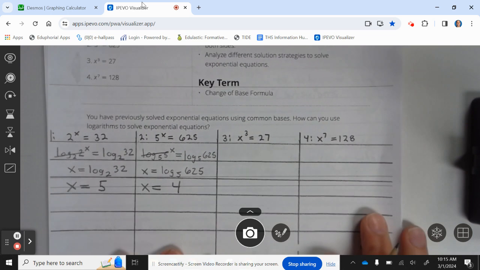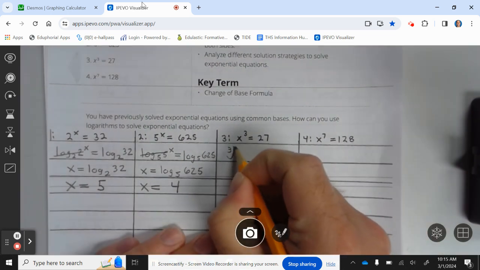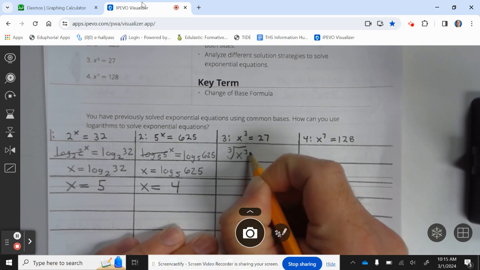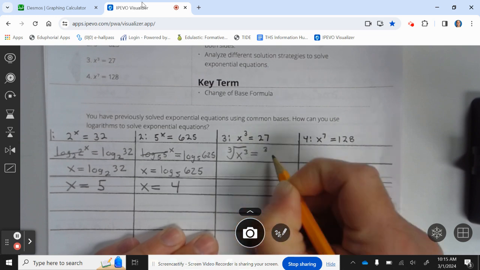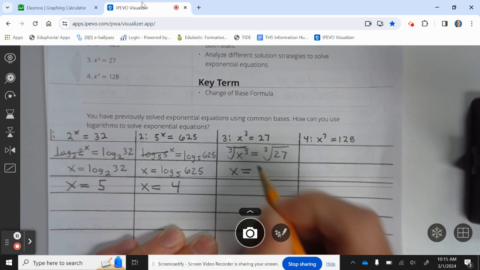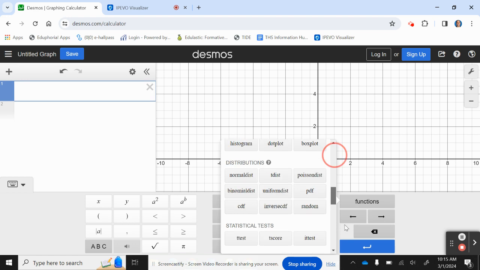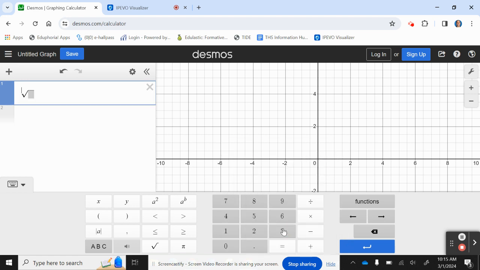All right, let's take a look at 3. 3, we're going to take the cube root of both sides. The cube root cancels the cube. You're left with x equals the cube root of 27. So x equals 3.